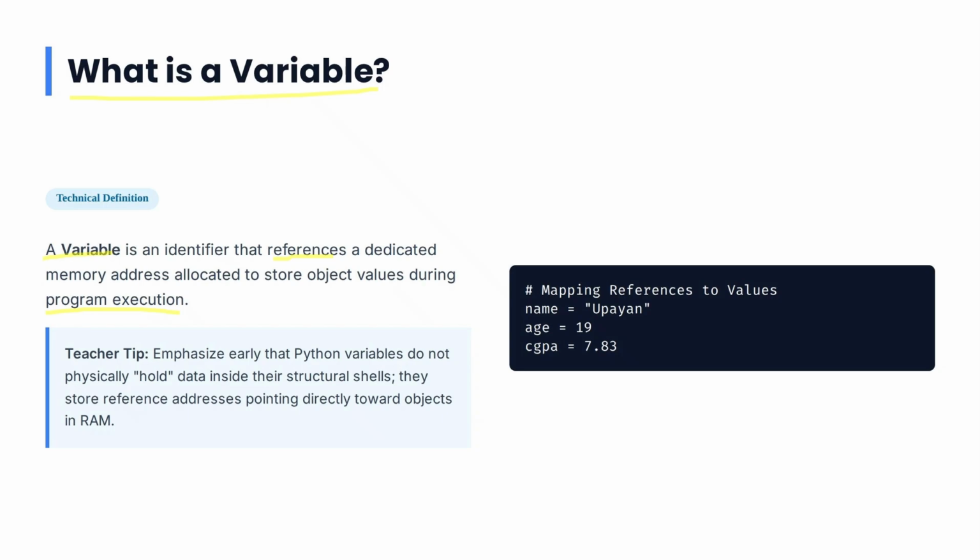Here is an example of what a variable actually is. This name is a valid variable where we are storing this string. A string must be wrapped in quotations, remember it always. Then age equal to 19. This is also given: CGPA is equal to 7.83. All these values, 7.83 and 19, are getting stored in the variables named age, CGPA, and so on.